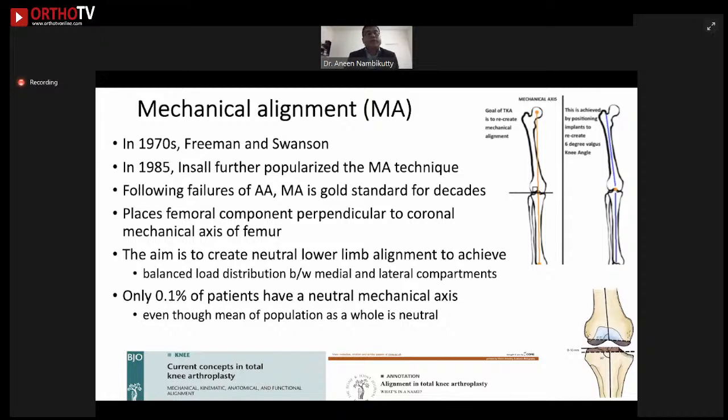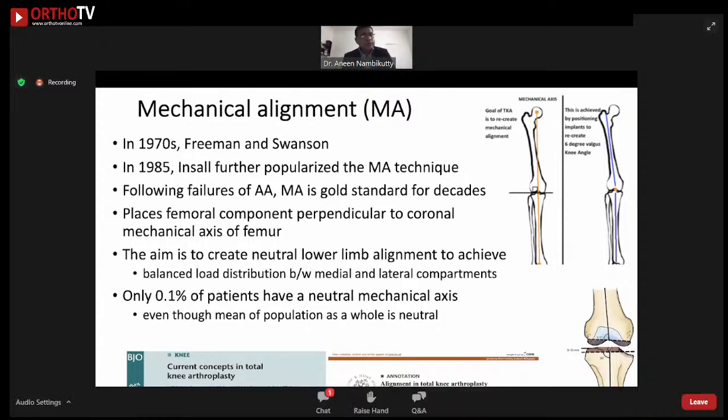The mechanical alignment, this was the first to come in the 1970s by Freeman and Swanson, but later it was popularized by Insall in 1985. And following the failures of anatomical alignment, mechanical alignment became the gold standard for decades. It places the femoral component perpendicular to the coronal mechanical axis of the femur. So the aim is to create a neutral lower limb, to achieve balanced load distribution between the medial and lateral compartments. But only 0.1 percent of patients have a neutral mechanical axis, even though the mean of the population as a whole is neutral.